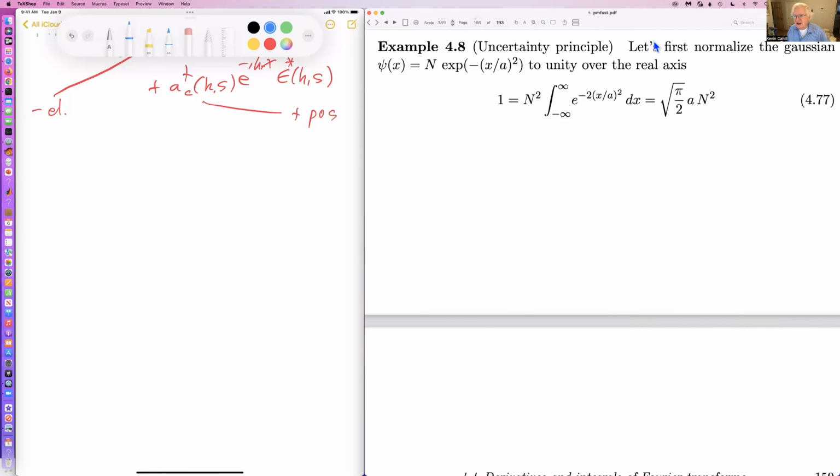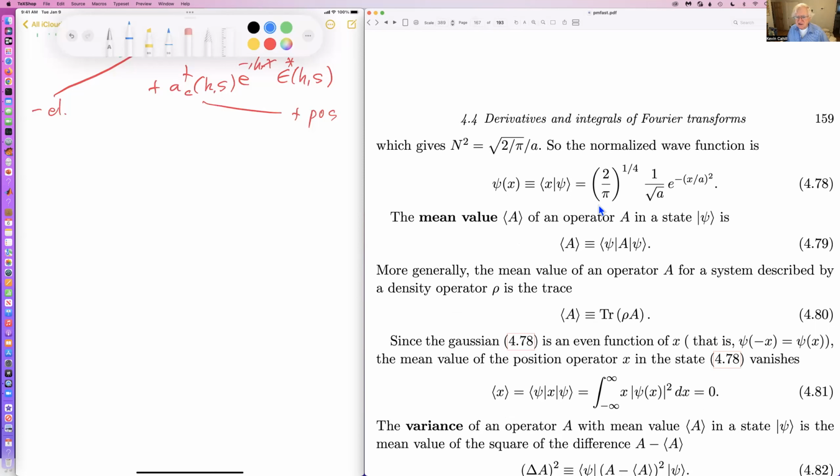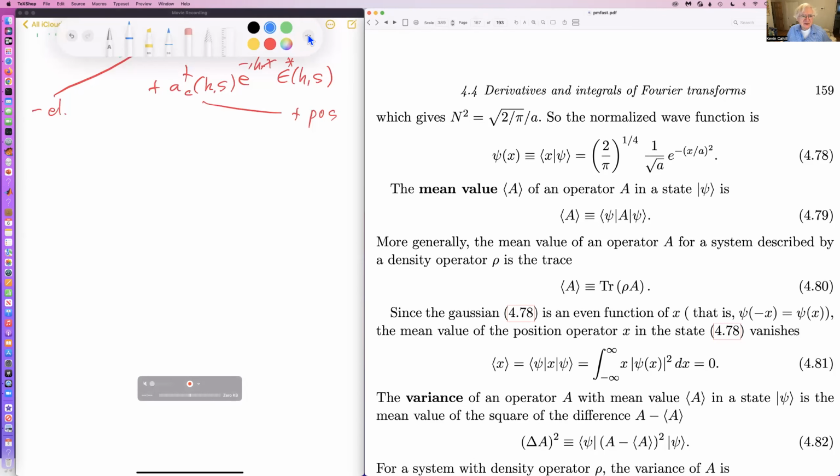Anyhow, let's first normalize the Gaussian to unity, and we use this Gaussian integral to normalize it. So here is our wave function. It's a wave function for a particle that's centered at the origin with sort of an uncertainty of the order of A. So this is the wave function at the origin.